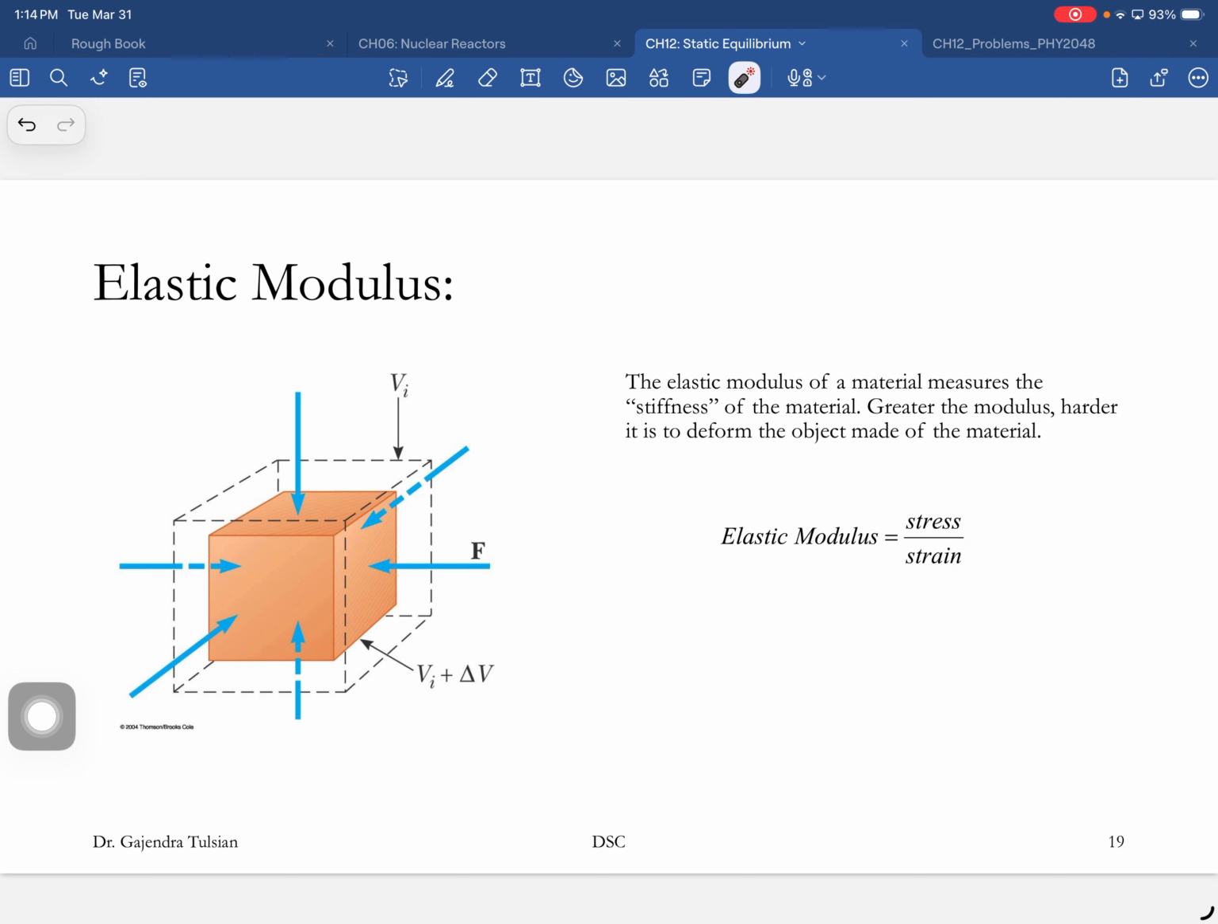So for instance, what do you think? Which has the greater elastic modulus, steel or aluminum? Steel. It would deform less. Tungsten and steel? Tungsten. Okay. So the greater the elastic modulus, the harder it is to deform that material.